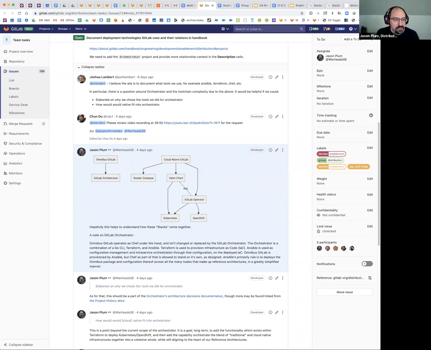The way the arrows point out is what is consumed by what. So the Omnibus is consumed by the orchestrator, and the orchestrator is used to provide a means of deploying at scale. The cloud native GitLab here is not necessarily cloud native GitLab as the product, but rather the CNG containers that we refer to. So the individual containers designed to be cloud native. That can be deployed through several means.